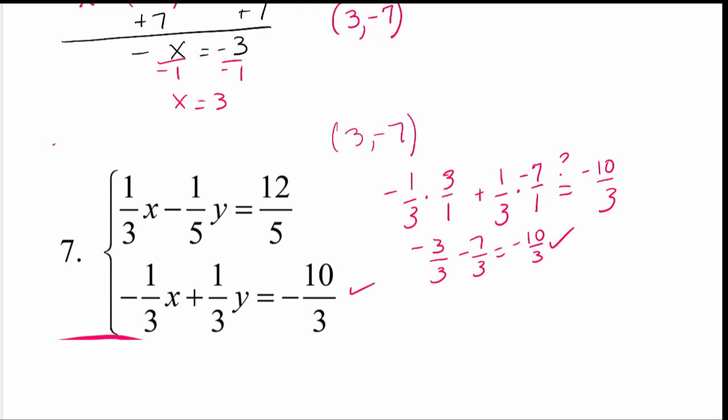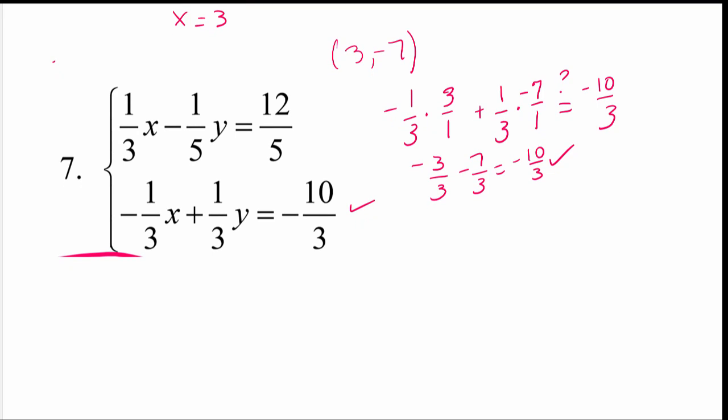And now we're going to check in the top equation. And again, I have 1/3 times 3 over 1 minus 1/5 times negative 7 over 1 equals 12/5. So that's what we're checking. This time around, I am going to reduce these two 3's. I want to be able to use 5 as my denominator instead of 15. So I'm being kind of clever here.